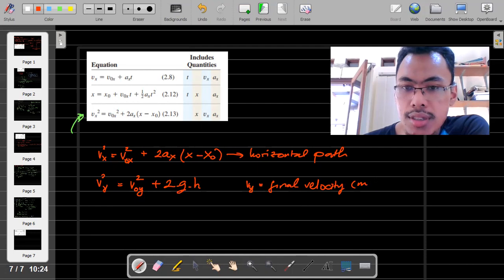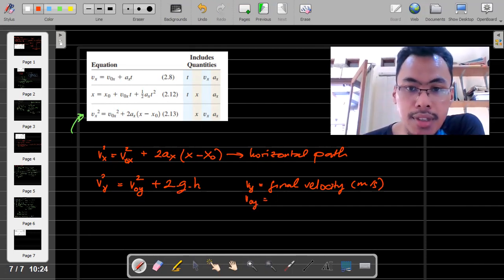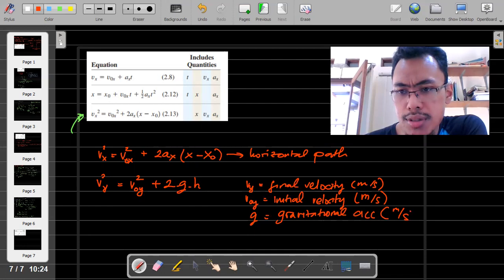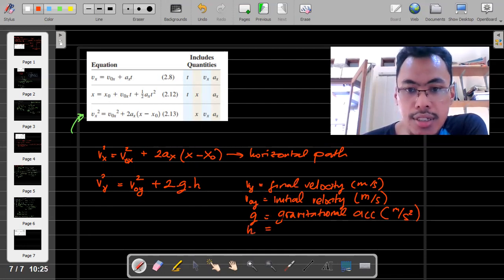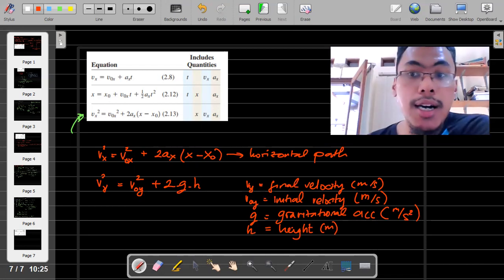final velocity, with the unit meter per second, and V0y is the initial velocity, and g is the gravitational acceleration, which is meter per second square, and h is height. I mean the unit of height is meter.